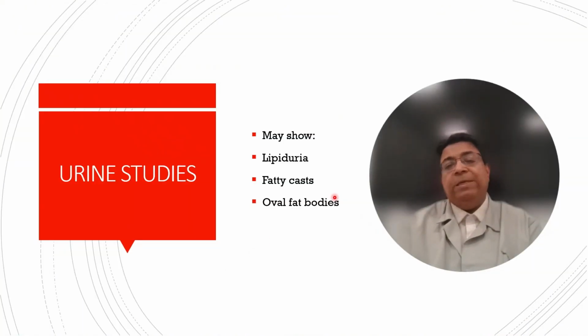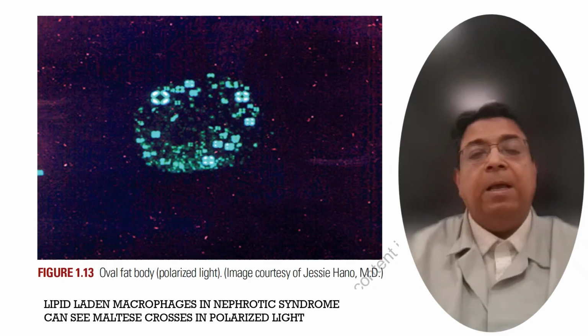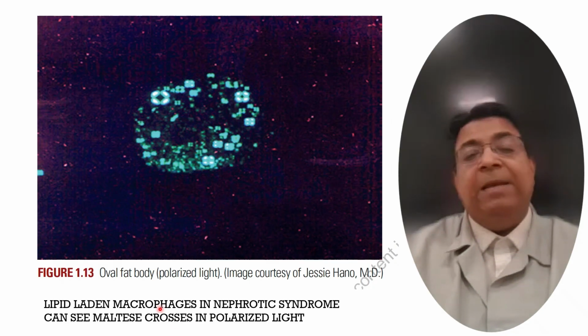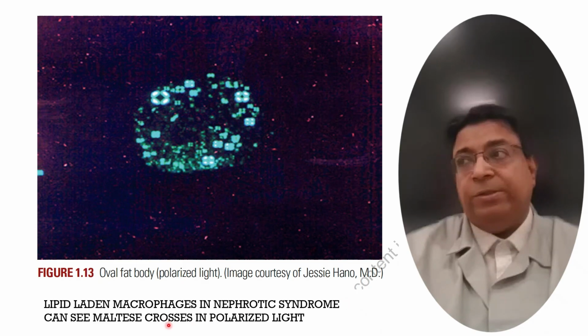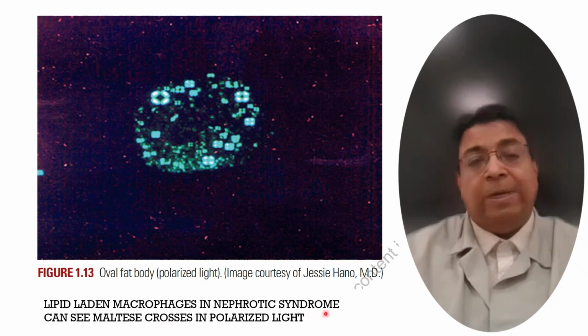In the urine, you may see lipiduria, fatty casts, and oval fat bodies. Lipid-laden macrophages in nephrotic syndrome can result in Maltese crosses, which can be seen in polarized light, such as here.